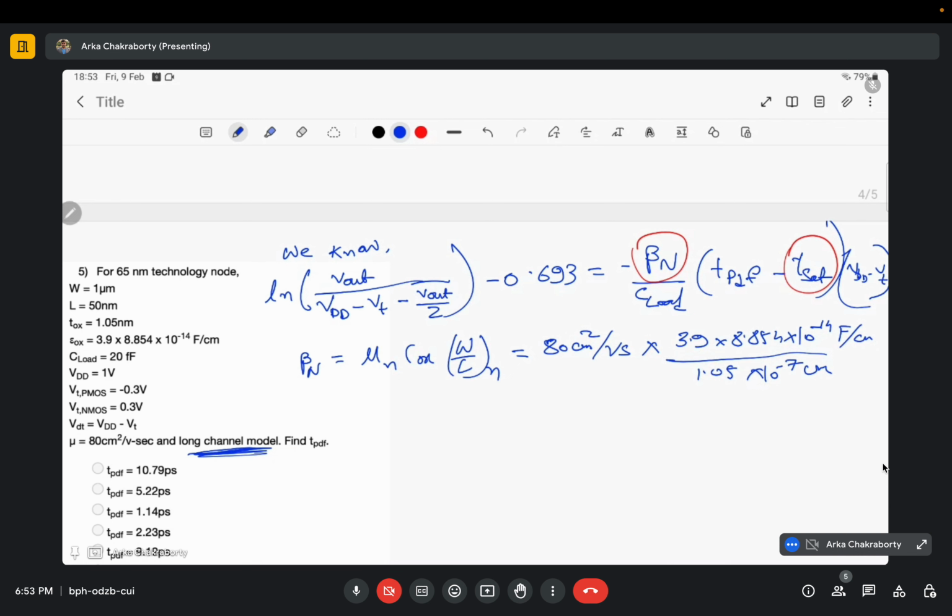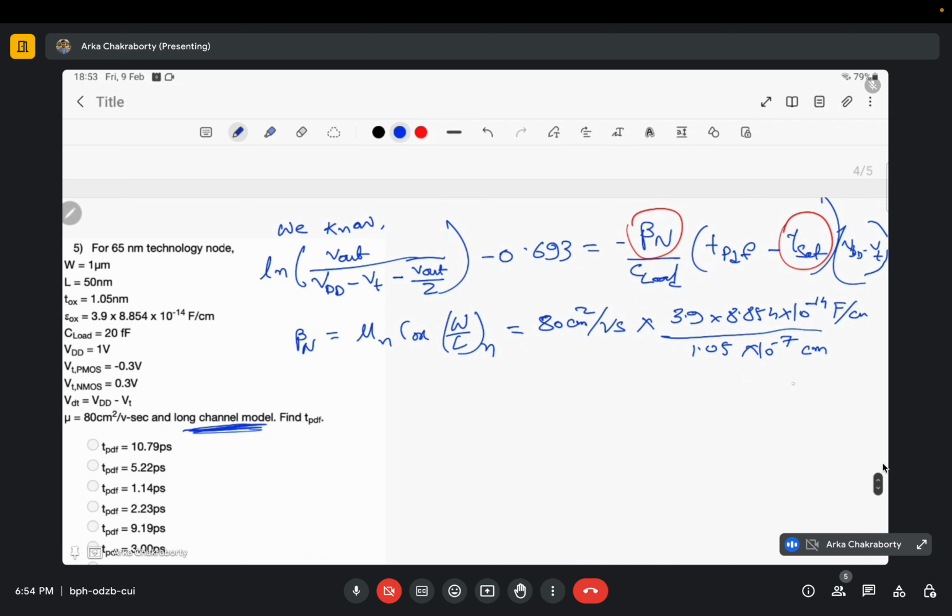I always say this, and I always put emphasis on this: always write the units when doing these calculations, because they ruin the answers during exams. I have seen it, so it is always better to write the units so that you don't make any mistake and you get the correct result.